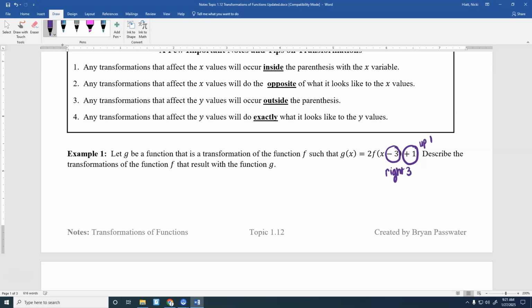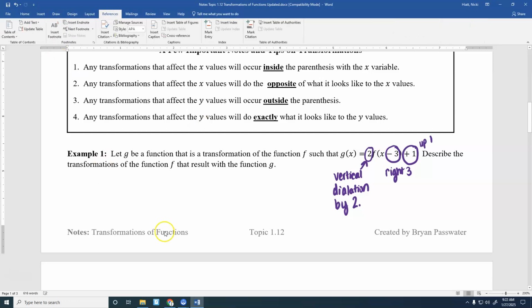3. And then the last thing that has happened to this graph is this 2 out here. And so whenever the number is multiplied on the outside, that is vertical, and it's going to be a dilation by a factor of 2. Okay, so those are the things that have happened to this graph here. Let's move on.